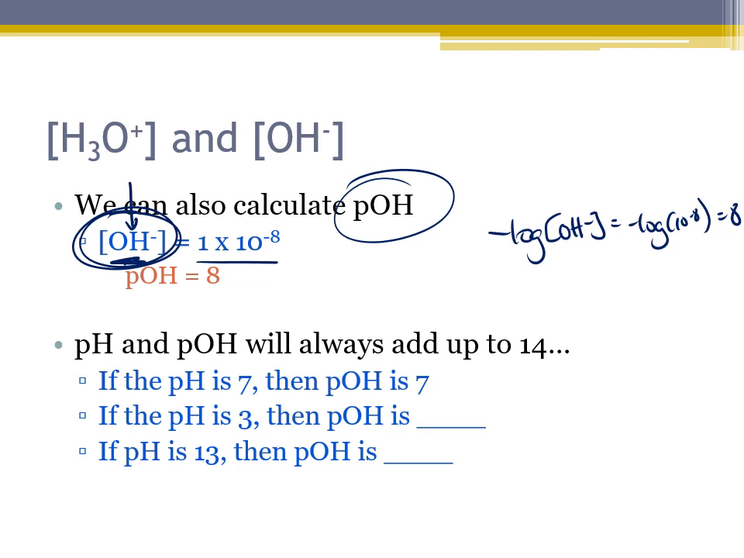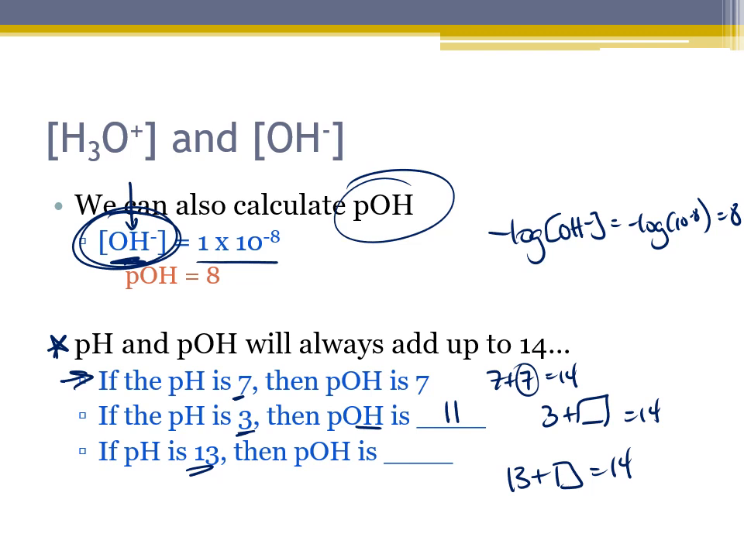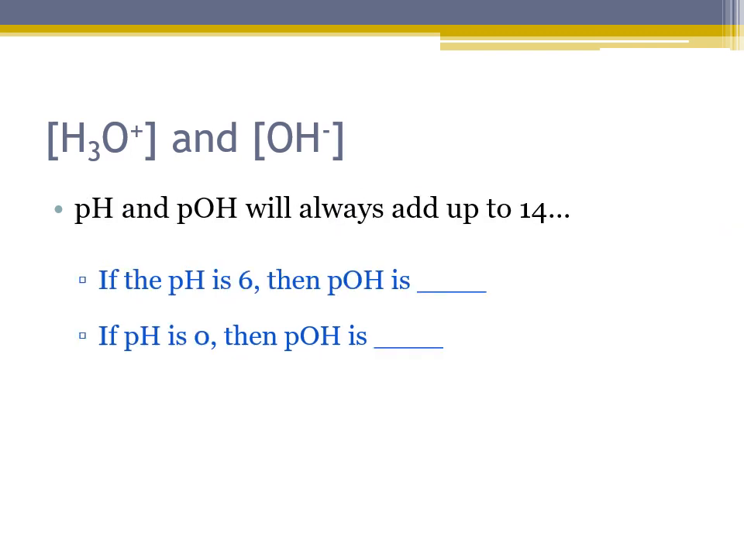What's crazy cool about all of our solutions is that pH and pOH of a solution will always add up to 14. So if the pH is equal to 7, because 7 plus 7 equals 14, the pOH would also be 7. If the pH is 3, what would be the pOH? Well, 3 plus what equals 14? That's going to be an 11. If the pH is 13, 13 plus what gives me 14? That's a pOH of 1. Do these ones on your own.